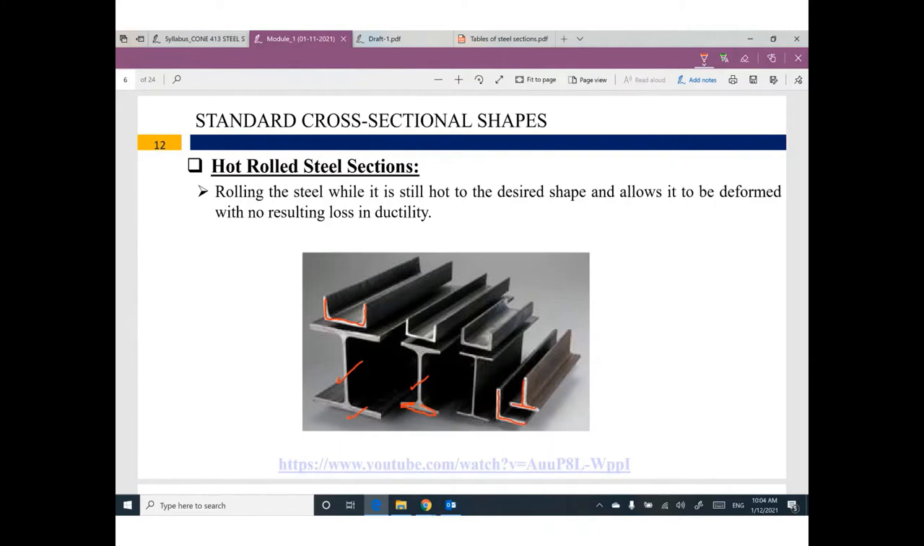But let me explain something. Sometimes we form these shapes by something called hot rolled steel section. We need to heat the steel to be melted, to be liquid, and then we can deform it to the shape that you are looking for. At this time, this cross section can be called hot rolled steel section, rolling the steel while it is still hot to the desired shape and allow it to be deformed with no resulting loss in ductility.